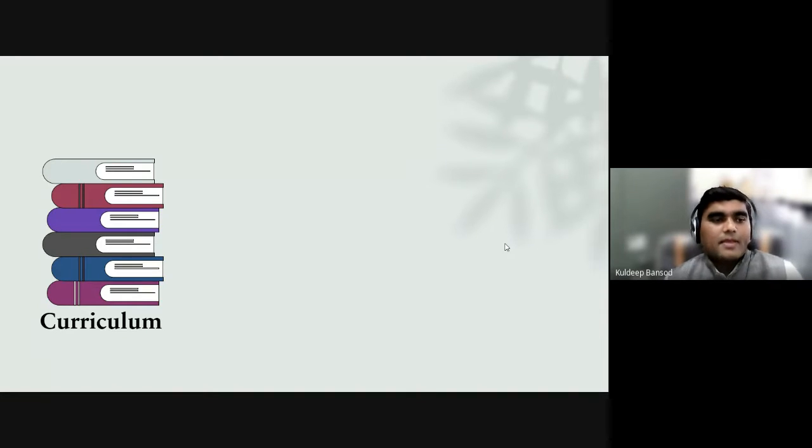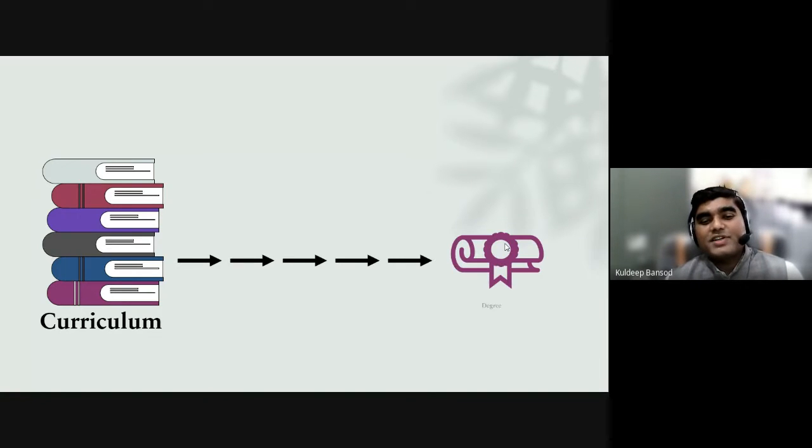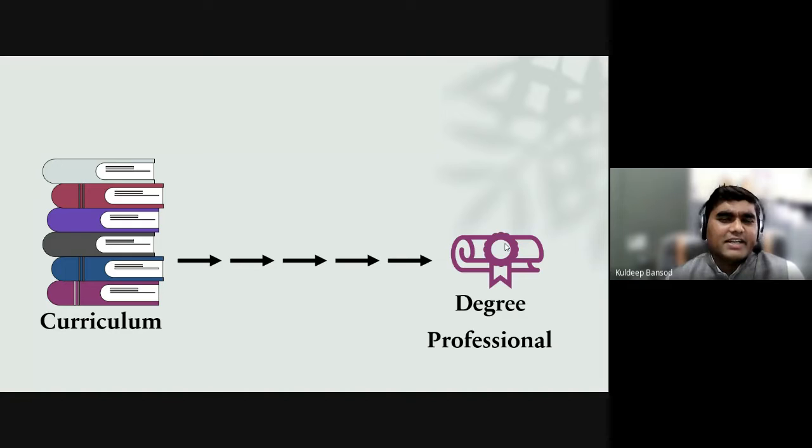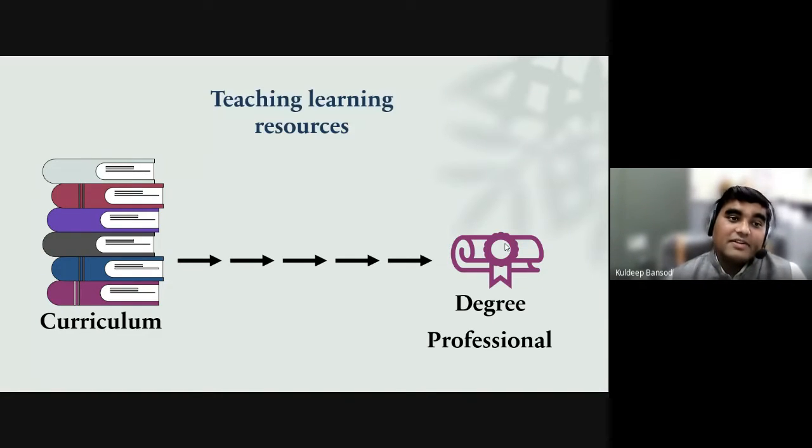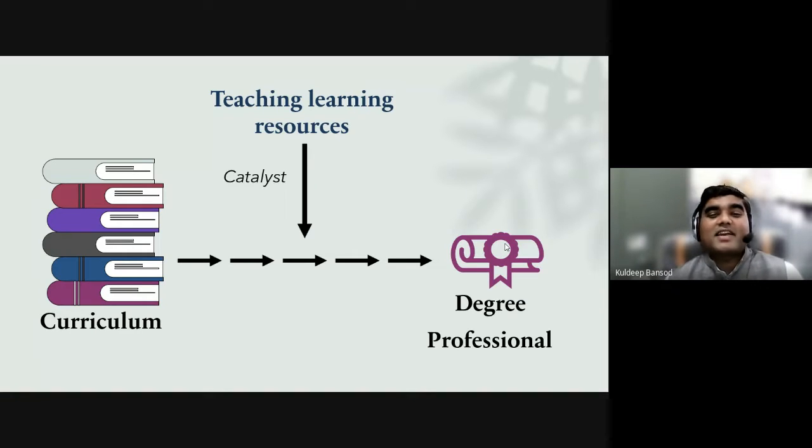Any student, when he enters into different programs, has to be presented with the curriculum. When he goes through that curriculum, he becomes a professional in that and gets the degree. On the journey from being presented with the curriculum up to becoming a professional, the various teaching learning resources work as a catalyst. Without teaching learning resources, it is not possible for any student to become a professional in that program or to get the degree from that curriculum.